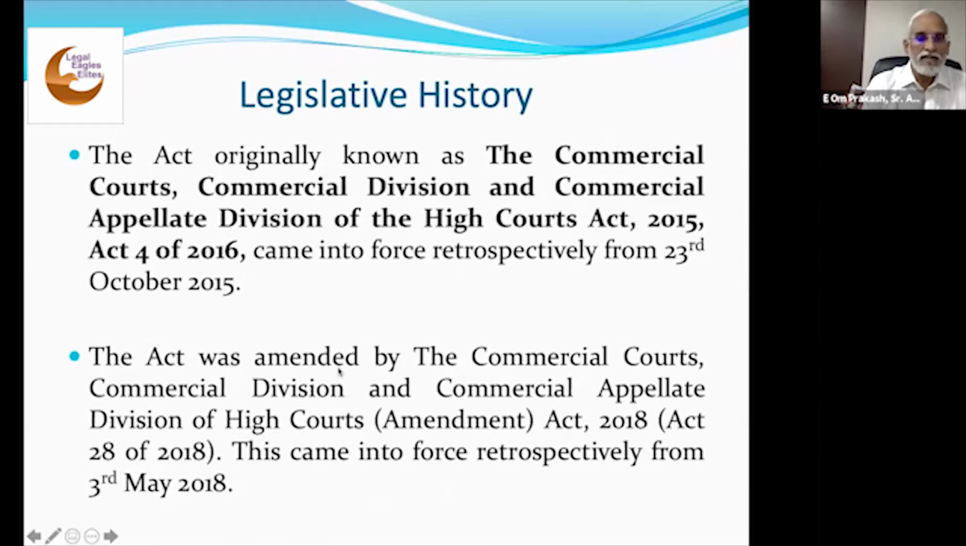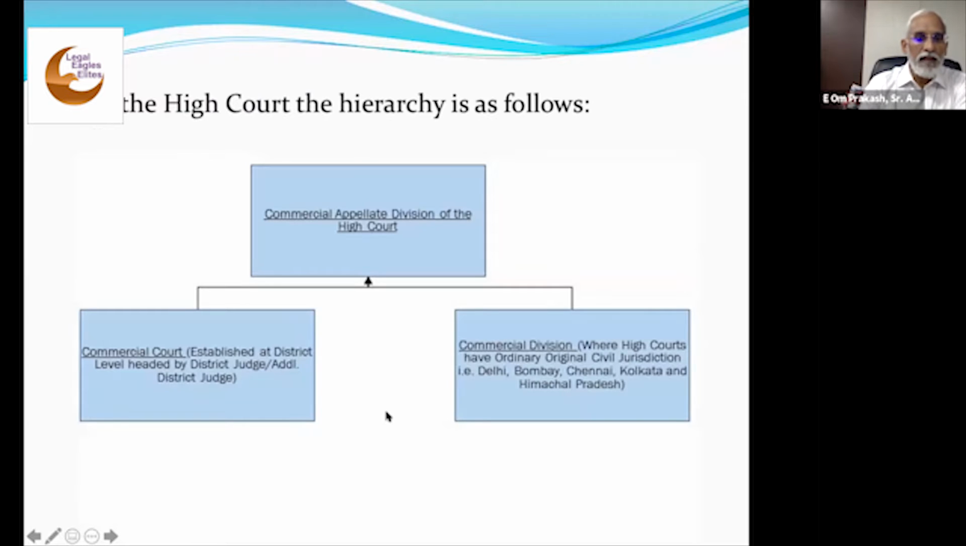I will try to take you through, by way of a small presentation, how this is today. This is how, in the High Court, the hierarchy is such that on the left-hand side you will find a commercial court established at the district level, headed by a district judge. As against this, the appeal will be to the commercial appellate division of the High Court. Now the other limb of it is the commercial division, which is part of the original civil jurisdiction of the High Courts. Again, the appeal will go to the commercial appellate division of the High Court. So this is one hierarchy.